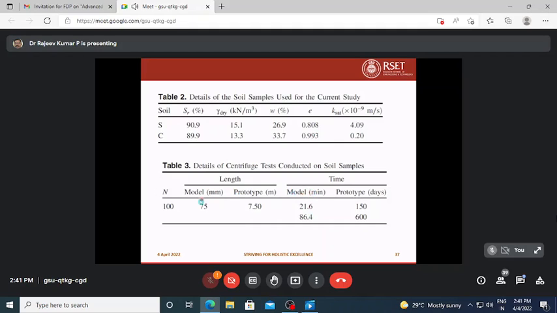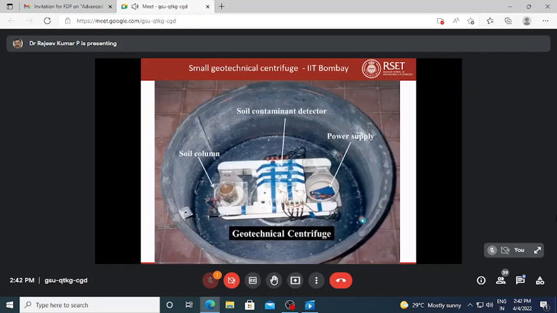The model which was kept in the geotechnical centrifuge simulated a time of 150 days, and the modeling time increased to 86.4 minutes. Then the prototype time has been simulated as 600 days. So likewise, you can simulate such prototype timings in the geotechnical centrifuge.